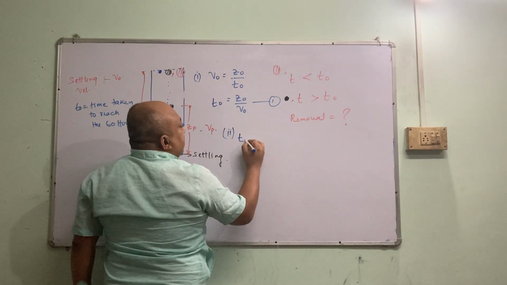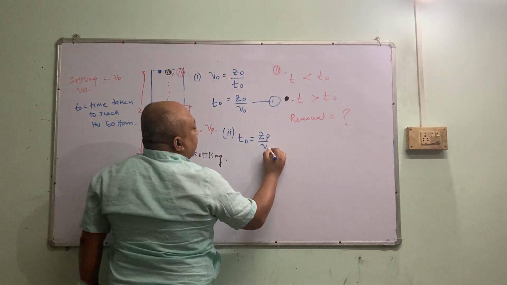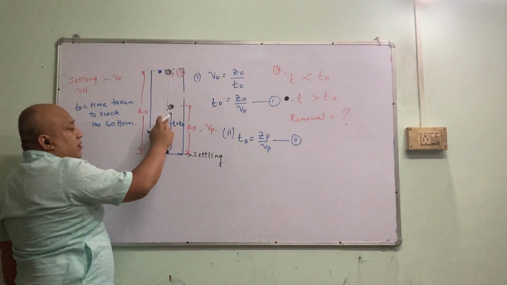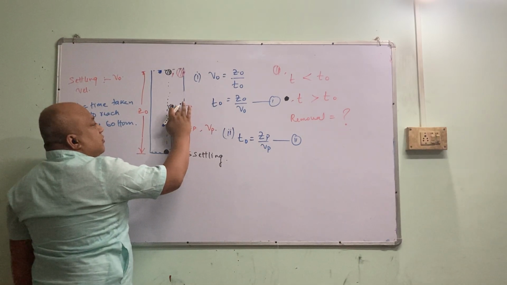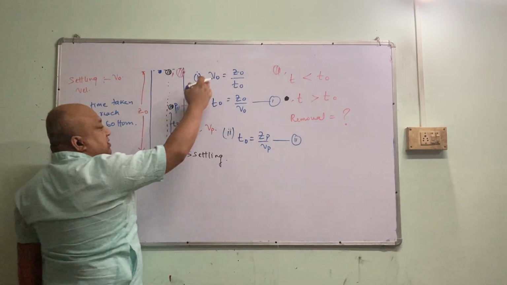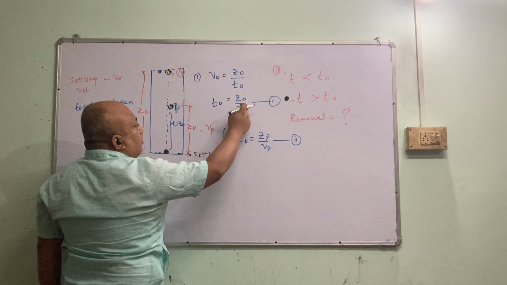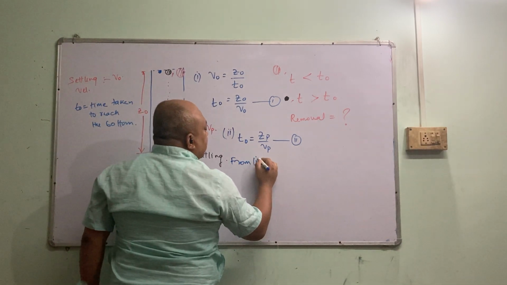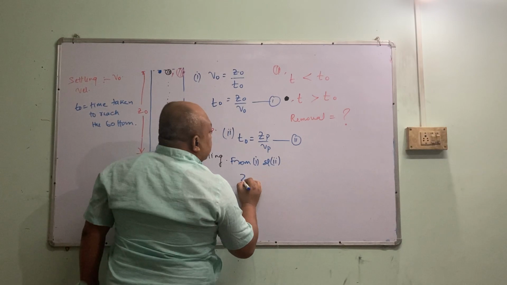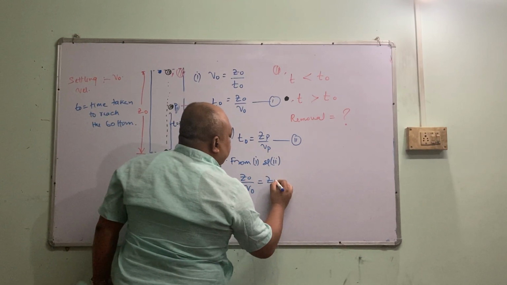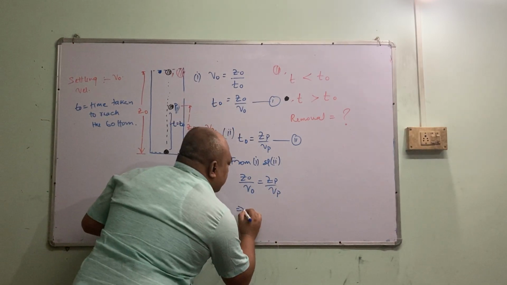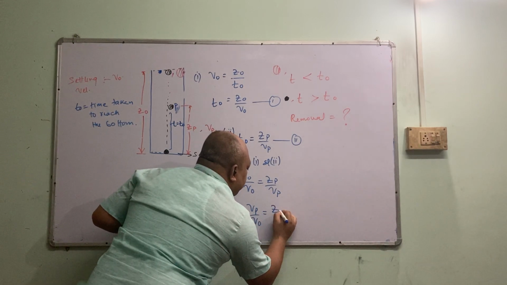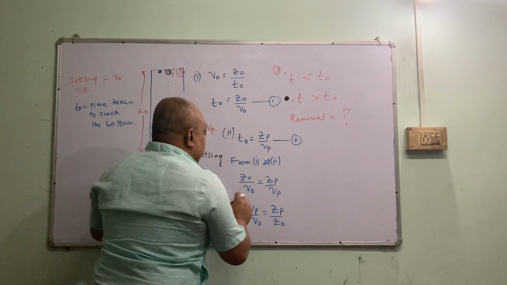So can I write like this? T naught is equal to Zp by Vp, number two. Sorry, this one is particle P. So both the particles settle down at the same time. Therefore, T naught is equal to Z naught by V naught, and T naught is also Zp by Vp. From 1 and 2, what we can conclude is Z naught by V naught is equal to Zp by Vp. This implies Vp by V naught is equal to Zp by Z naught. This equation is very important.